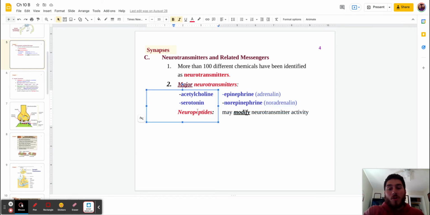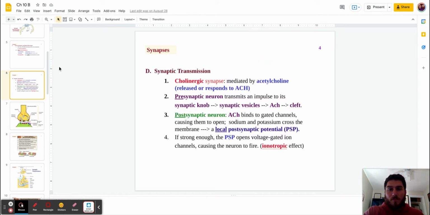There are also neuropeptides that can be seen as neurotransmitters, and they can also modify these neurotransmitters and how they work. So with that said, let's talk about synaptic transmission.